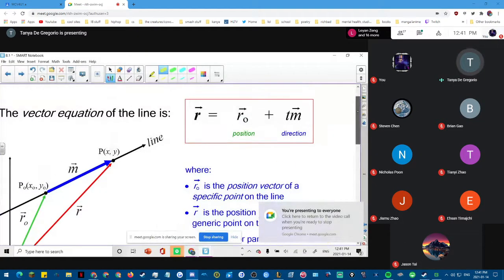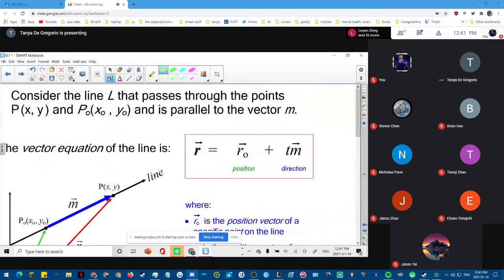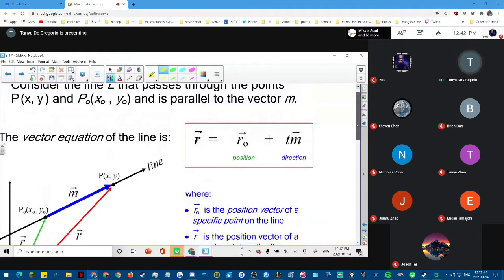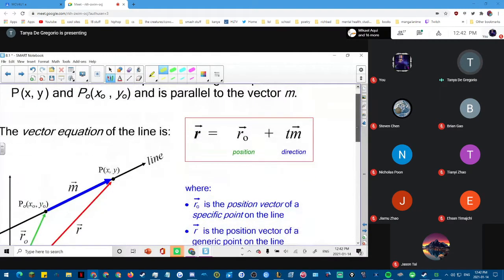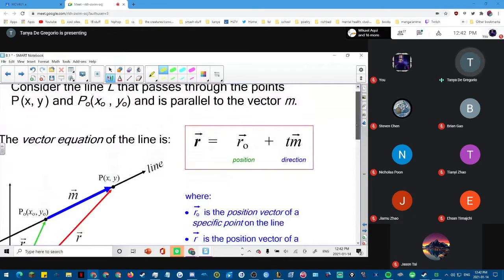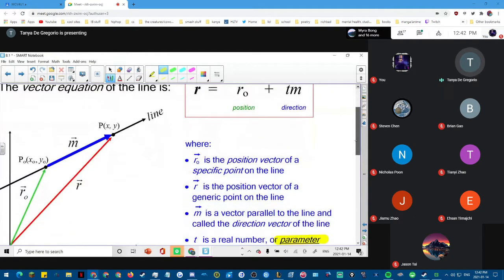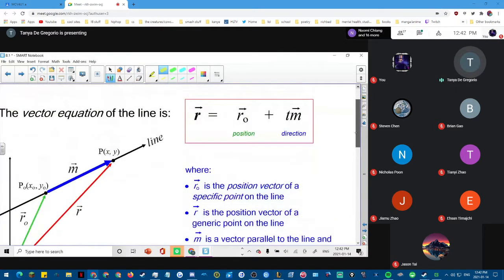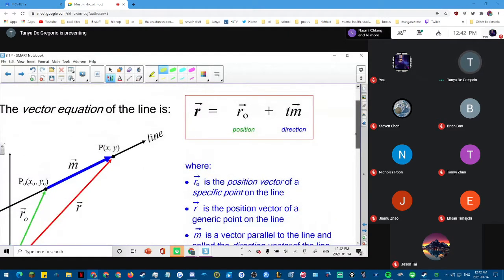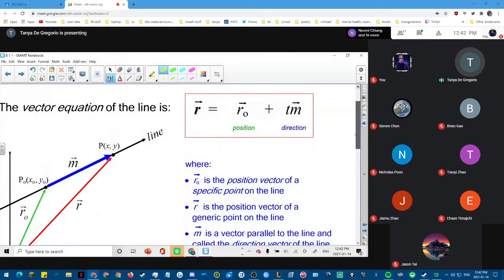All right, so let's do that again. So we have this line, and it passes through the points P and P naught. Okay, and is parallel to direction vector M. So the vector M is our direction vector. So this is how we define the vector equation of this line.